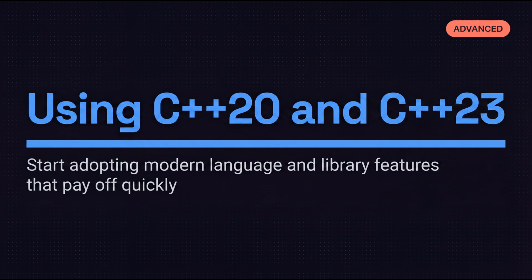Welcome. This is the stuff that separates developers who write C++ from developers who understand it. C++20 and 23 introduced dozens of features. You don't need all of them. You need to know which ones pay off quickly and how to adopt them without disrupting stable code. In this lesson, you'll learn the high-value features to adopt first, see before and after comparisons, and get a practical rollout strategy. Let's get into it.